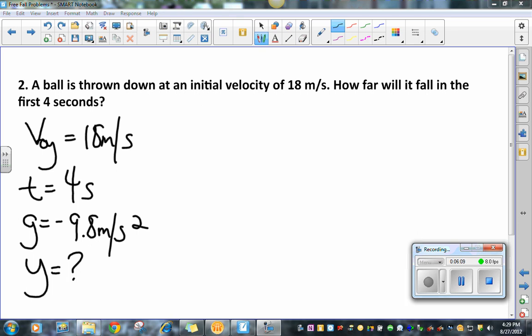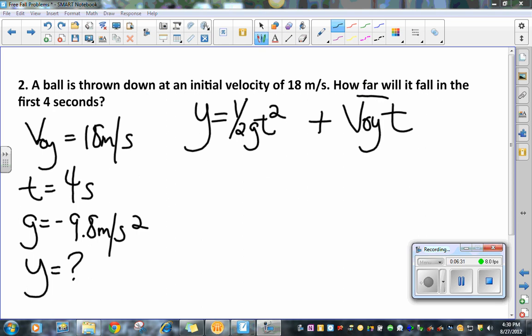The time is 4 seconds. We know g, the acceleration due to gravity, is negative 9.8 meters per second squared. And we're trying to find how far it's going down. How far is it falling? We want to know the vertical displacement, okay? So look at your formula sheet and let's decide what formula we're using.